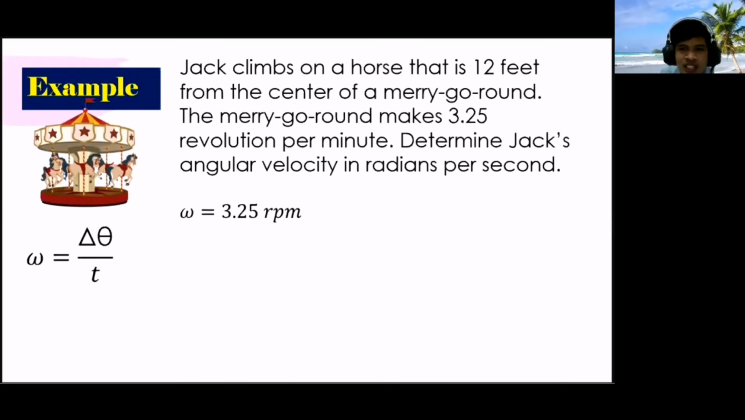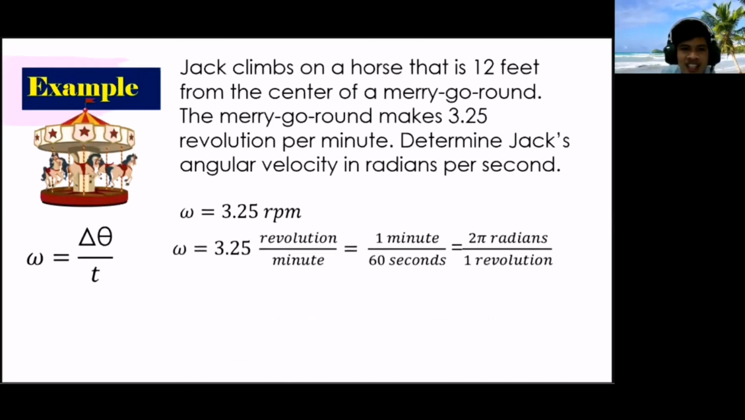Let me see. This is what you're going to do. 3.25 revolutions per minute, and then 1 minute equals 60 seconds, and then 2 pi radians is equal to 1 revolution. Right? So convert this one to radians per second. Okay, so your answer would be, how's the answer?